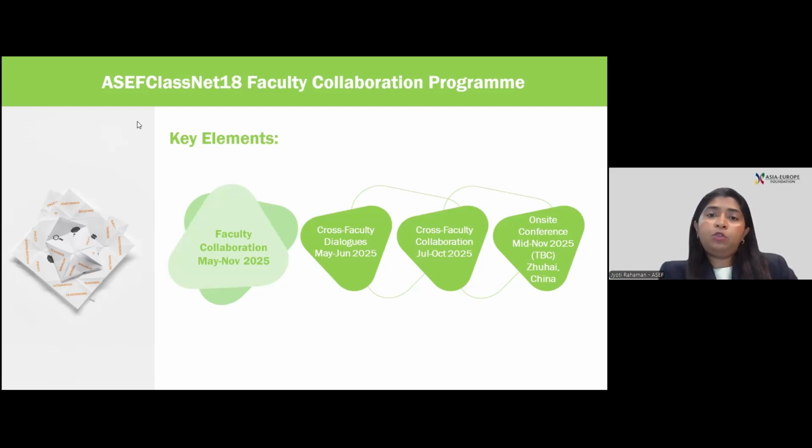And then between May to June, after the cross-faculty dialogue phase, we will move on to an independent phase. This is where you will independently collaborate with each other in small teams, and that will last from July till October. And then after this, of course, we will meet in person in Zhuhai, China for the on-site conference.